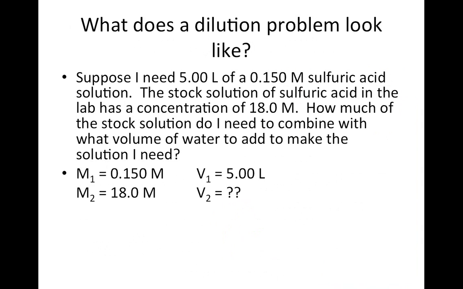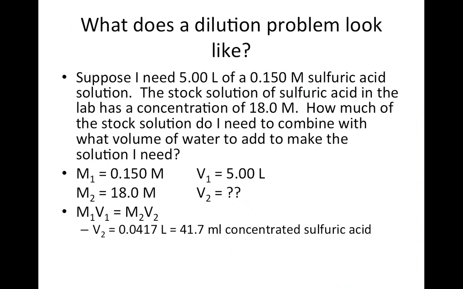In order to figure out the volume of solution 2 necessary, we will use the equation M1V1 equals M2V2. Plugging in the appropriate values for M1, V1, and M2, we can solve for V2. We see that V2 equals 0.0417 liters, or 41.7 milliliters. Therefore, we need that amount of the stock solution combined with water to make a solution with a concentration of 0.150 molar.